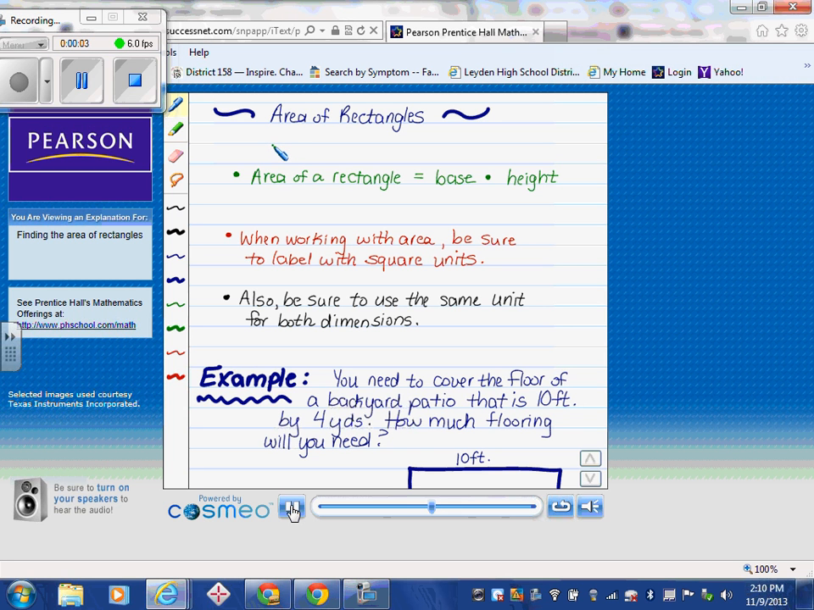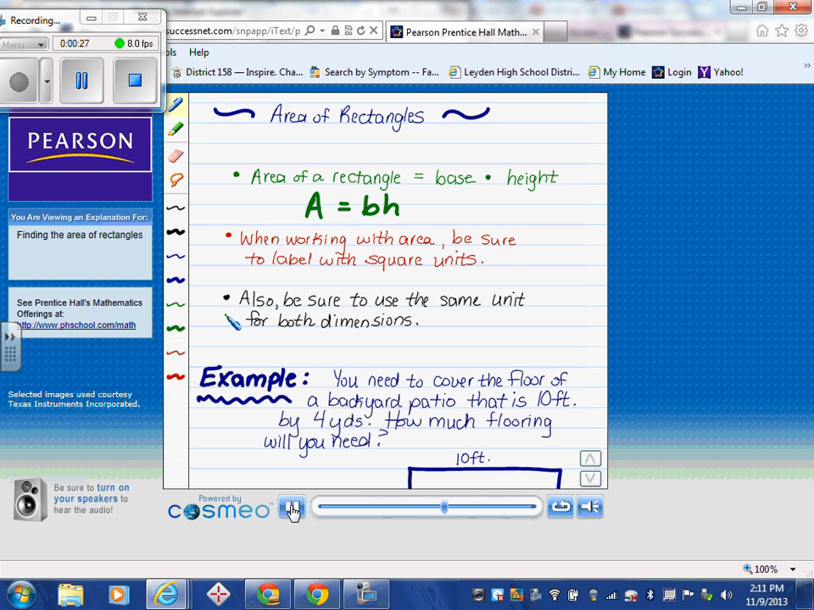Wanted to give you some help by explaining how to work with area of rectangles. To begin with, it's important to remember the formula for the area of a rectangle. The area of a rectangle is found by taking the base times the height. Most often you'll see it written as A equals BH. Area equals the base times the height.